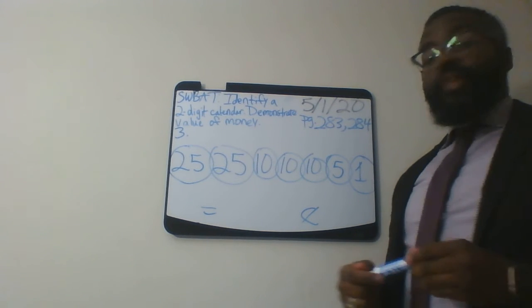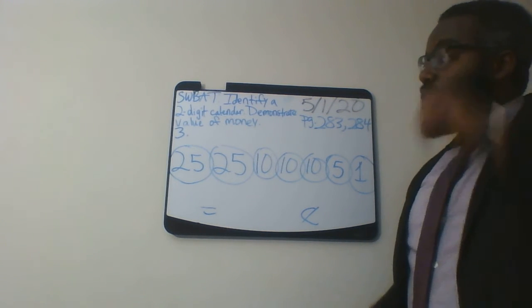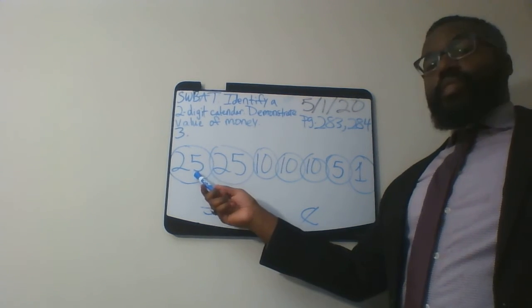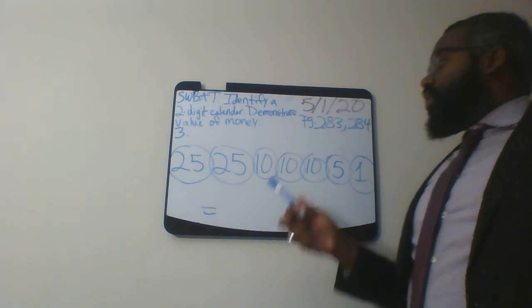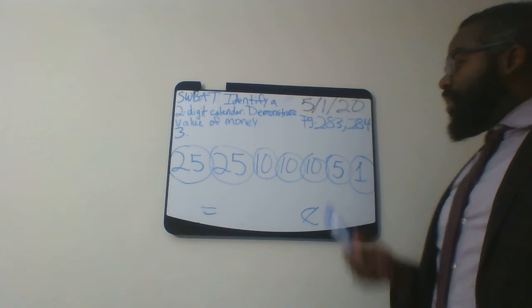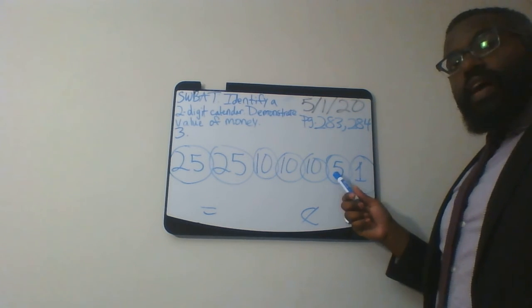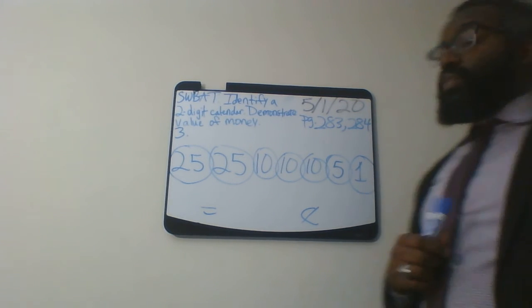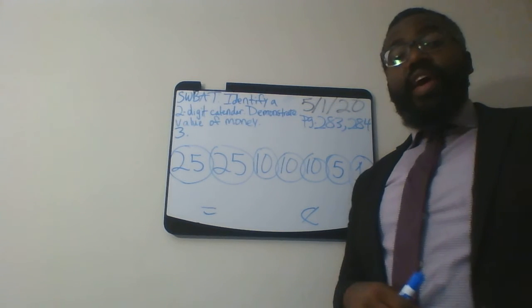Alright, for number 3, we basically have to count how much change we have. Notice we have a quarter, which is worth 25 cents. We have 2 quarters. We have 3 dimes, and a dime is worth 10 cents each. We have a nickel, which is worth 5 cents, and then we have a penny, which is worth 1 cent. So let's start adding them together.